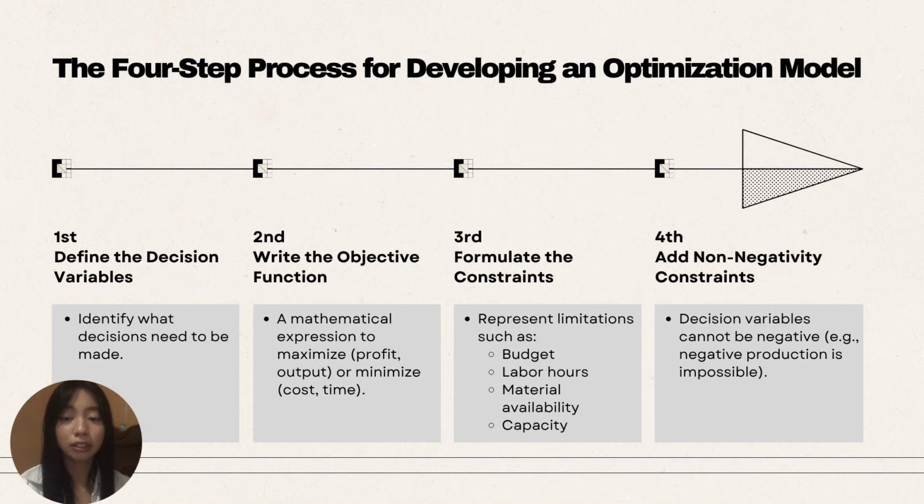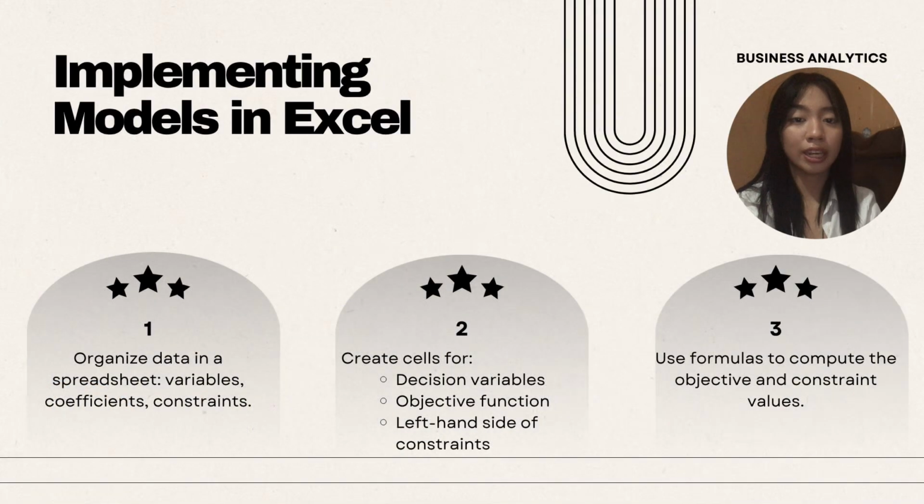Step 4, the final step, would be to add a non-negativity constraint. This simply states that our decision variables cannot be negative. For example, producing a negative number of units would be impossible. So we make sure all variables are greater than or equal to 0. And that completes the four-step process. By following this structure, we can systematically convert real-world problems into models that can be solved mathematically using linear optimization. Now let's discuss how to actually implement an optimization model using Microsoft Excel.